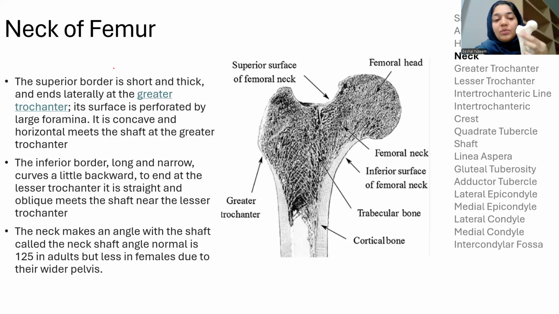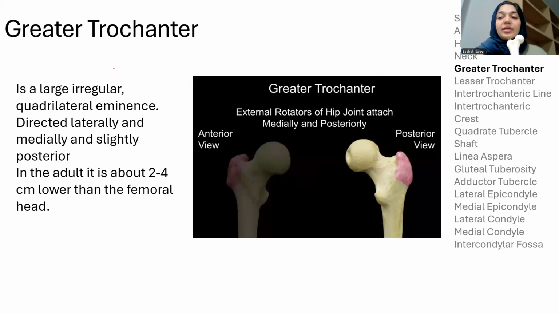The neck makes an angle with the shaft called the neck shaft angle. Normal is 125 in adults, but less in females due to their wider pelvis. Now, the greater trochanter is basically a large, irregular quadrilateral eminence, and it's directed laterally and medially and slightly posterior. So basically, this is laterally, medially, and slightly posterior. In the adult, it's about 2 to 4 centimeters lower than the femoral head.